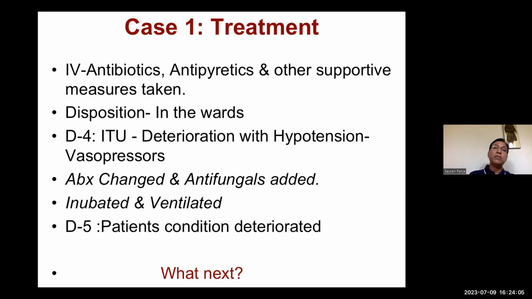Because of this suspicion of infection, this patient was put on IV antibiotics, antipyretics, and other supportive measures were taken. The patient's disposition was in the wards. But on day 4, of the ITU stay, the patient deteriorated with hypotension requiring vasopressor support. Over 2 to 3 days the patient deteriorated. So antibiotics were changed and an antifungal was added after discussion with the primary team. And this patient was also intubated and ventilated because of the tachypnea and requirement of high vasopressor support.